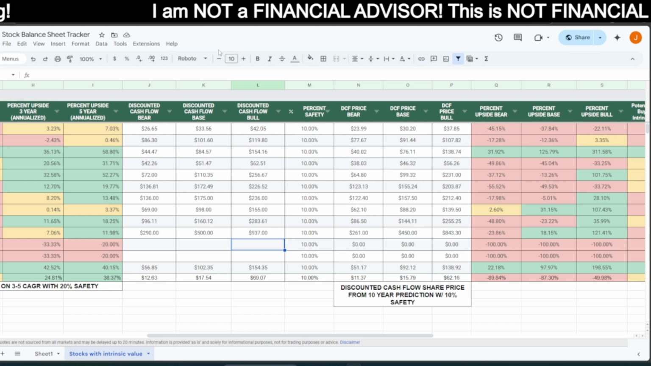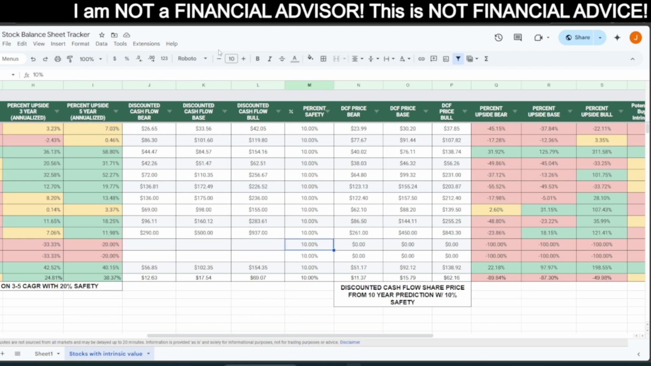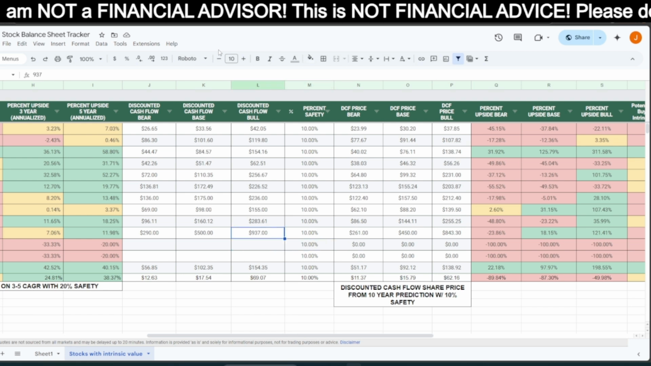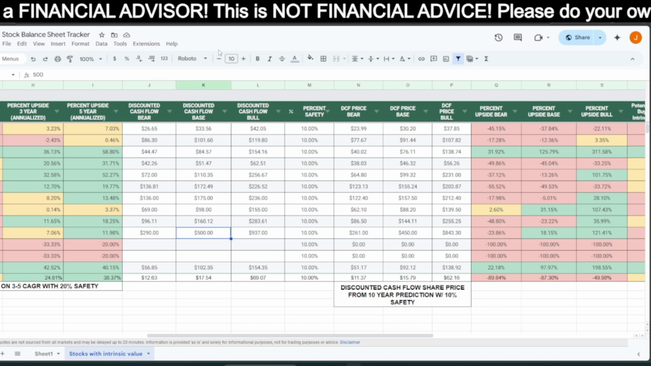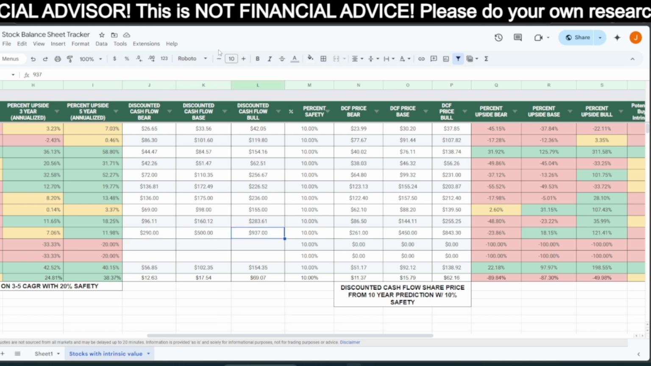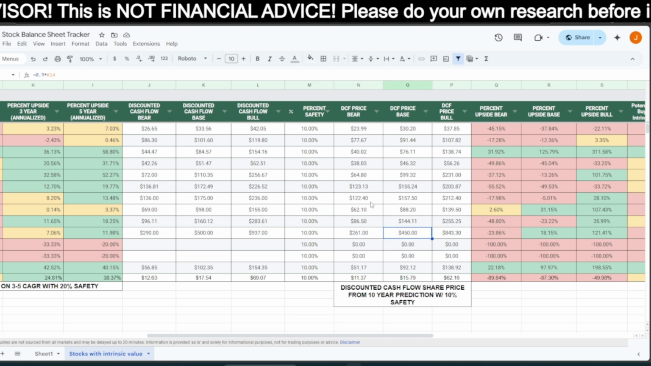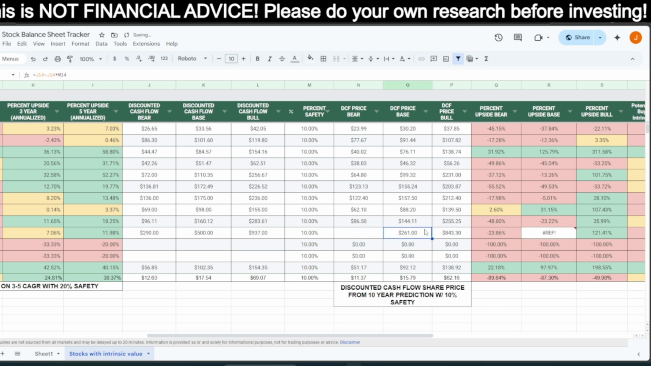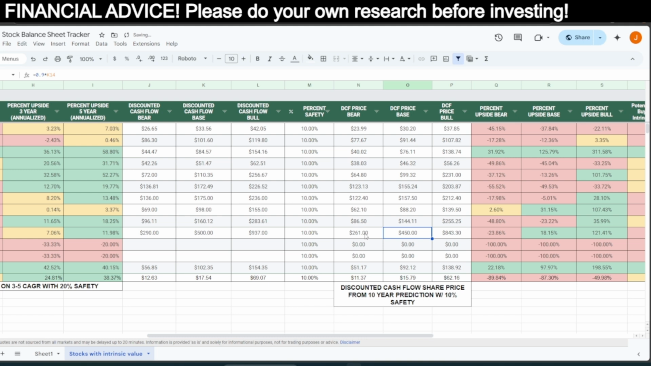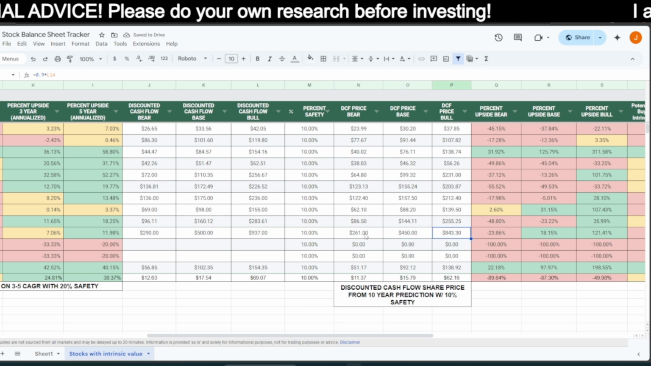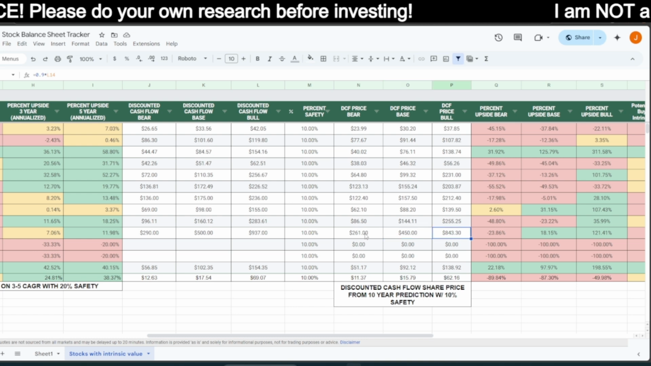So I'm taking off about 10% here as a margin of error, as a safety net, right? So basically taking this price here, take off 10%. Take this price, take off 10%. This price, take off 10%. And that's where these values come into play here. That's where this value and this value are now coming in at, with a discounted 10% taken off.